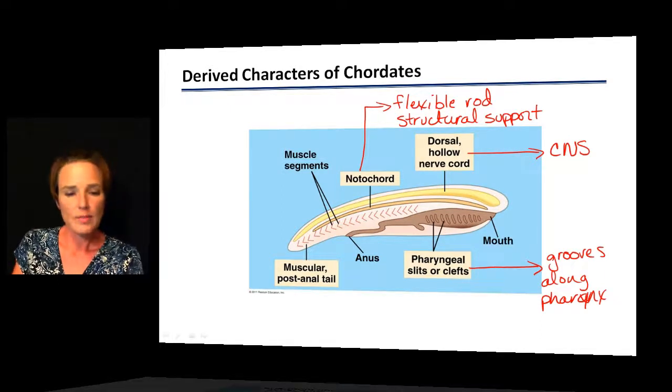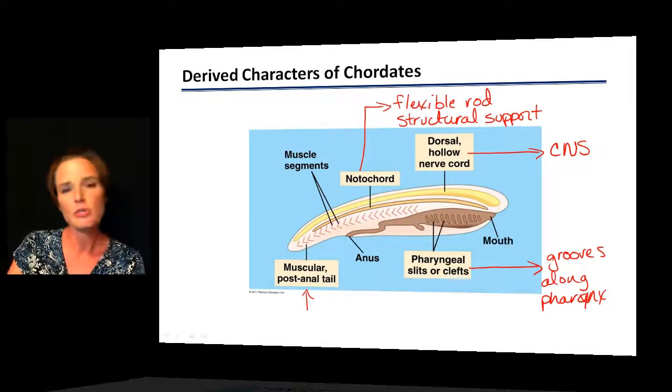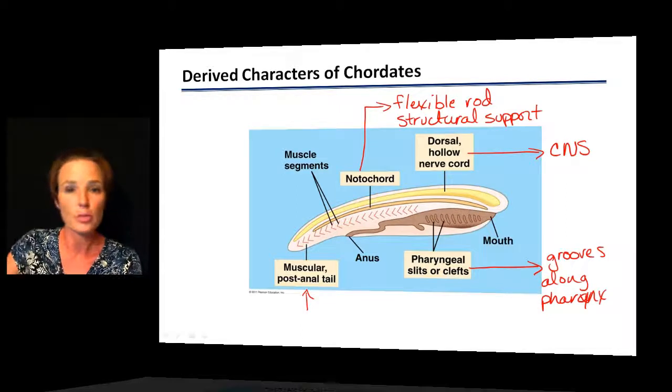We're also going to have a muscular post-anal tail, and with all of these characteristics, you might see them in just a portion of the life cycle of the chordate. These aren't necessarily things that have to be present in all of the stages. So in some cases, and in many cases really, they'll just be present in the embryo perhaps, and then we may not see them in the adult form of the animal.